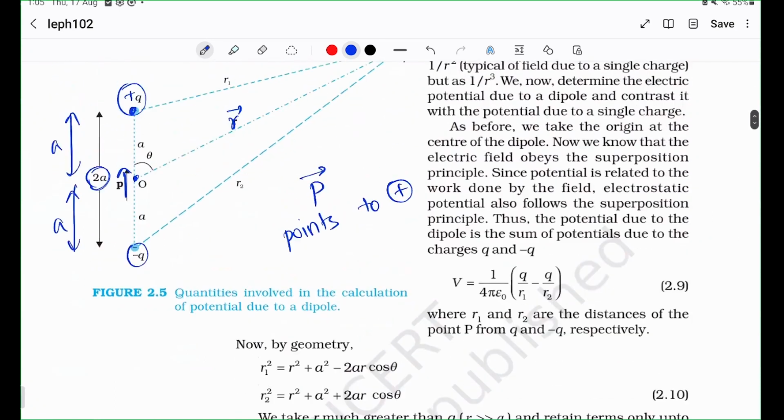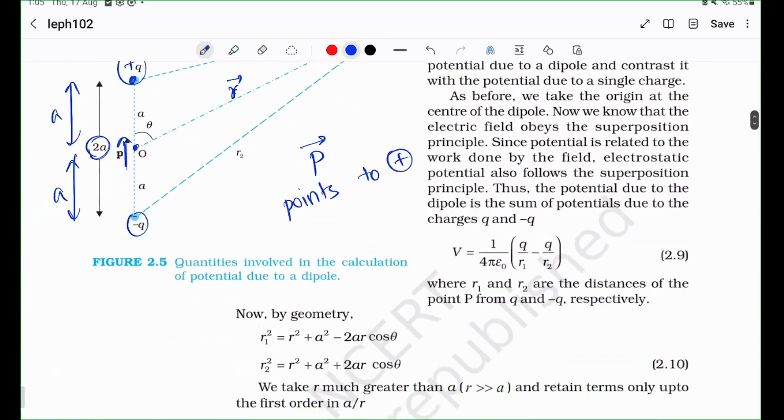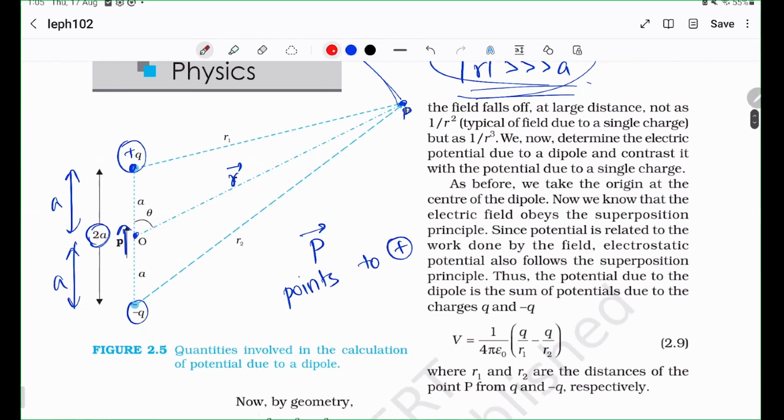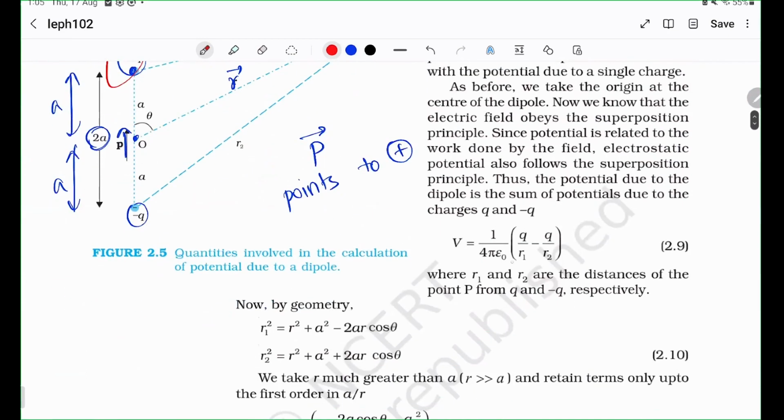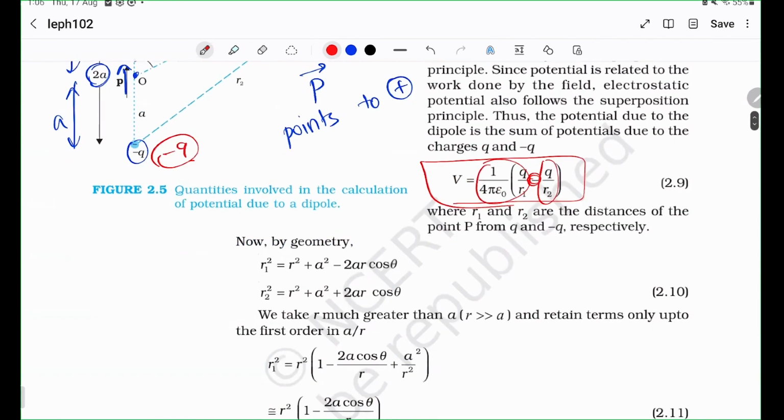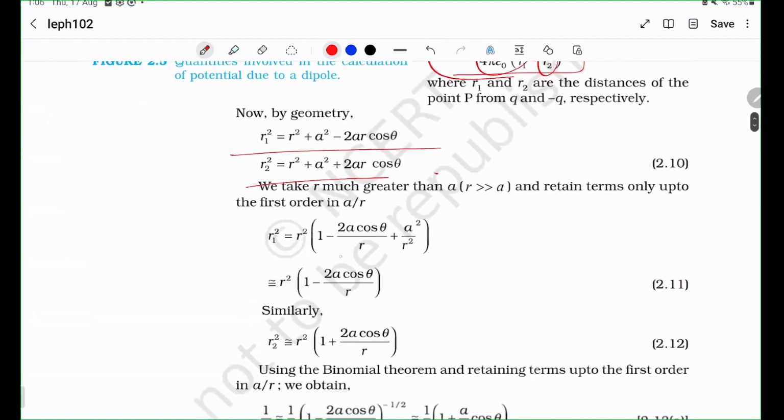It's actually not a very complicated thing. We know that the potential due to a single point charge is 1 by 4 pi epsilon naught Q by R. So it's just a question of applying this multiple times. You apply it to one charge and then there's a second charge, which has a negative sign because it's a minus Q. Then use the cosine rule, and I use the binomial approximation.